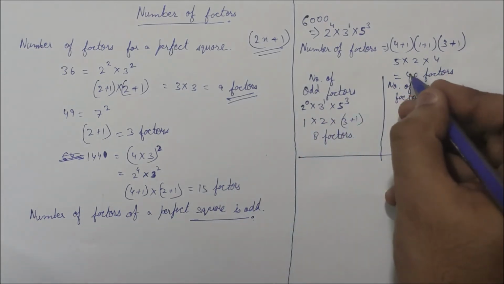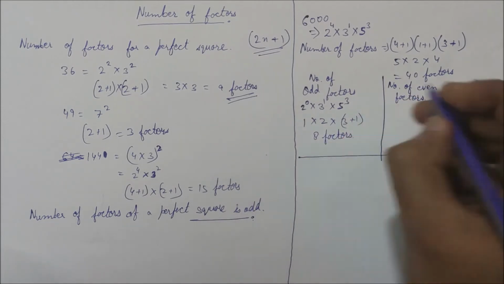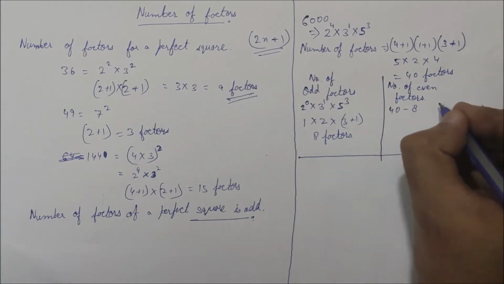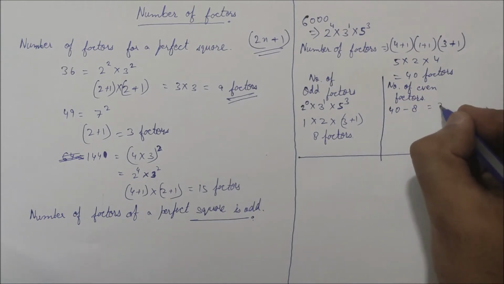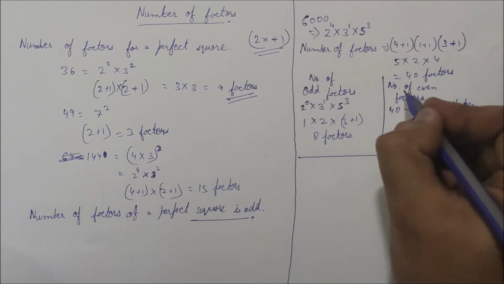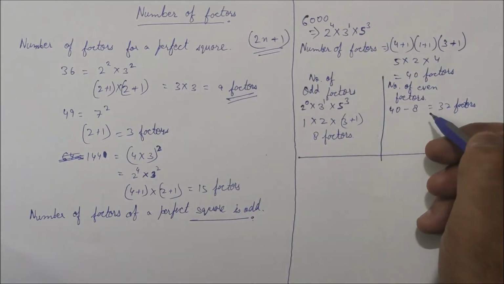So I know the total number of factors is 40, and I have already calculated the number of odd factors, which was 8. So if I just deduct 8 from 40, which is the total factors minus the odd factors, I'll get 32 factors. So these 32 factors are nothing but the number of even factors available for 6000. There is obviously the other way also.